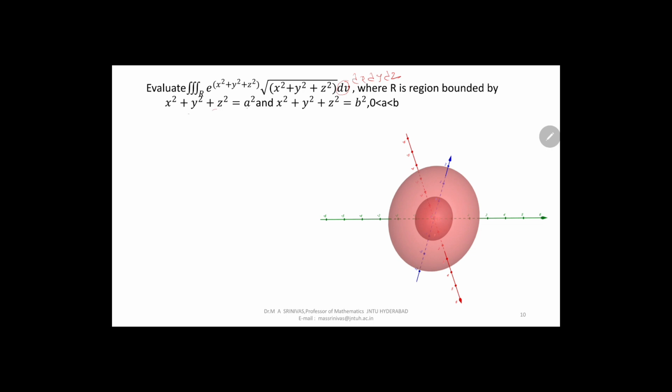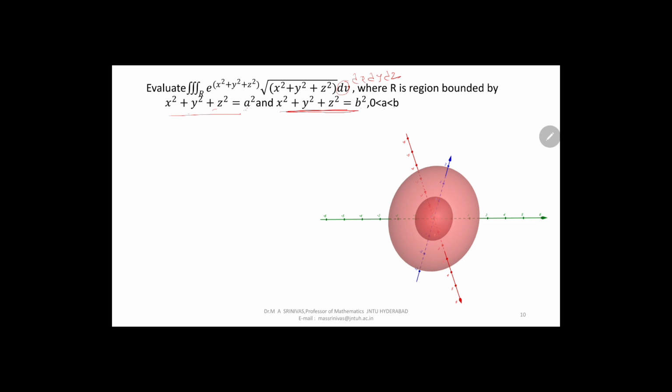Where R is the region bounded by x square plus y square plus z square is a square, and x square plus y square plus z square is equal to b square. You know that x square plus y square plus z square is equal to a square represents a sphere in 3 dimensions. In 2 dimensions, you have x square plus y square is equal to a square. Just in extension of that, in 3 dimensions, x square plus y square plus z square is equal to a square represents a sphere. Similarly, x square plus y square plus z square is equal to b square is another sphere.